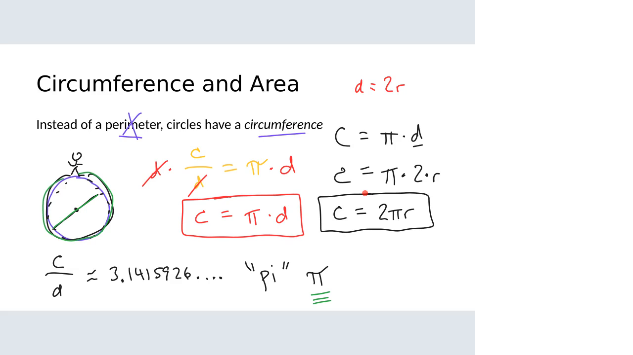Depending on the problem, we might want to use this formula. Circumference is pi times diameter. Or we might want to use this formula. Circumference is 2 times pi times the radius. So depending on what we know and what we don't know, we can use either one of those formulas to find the circumference of a circle.